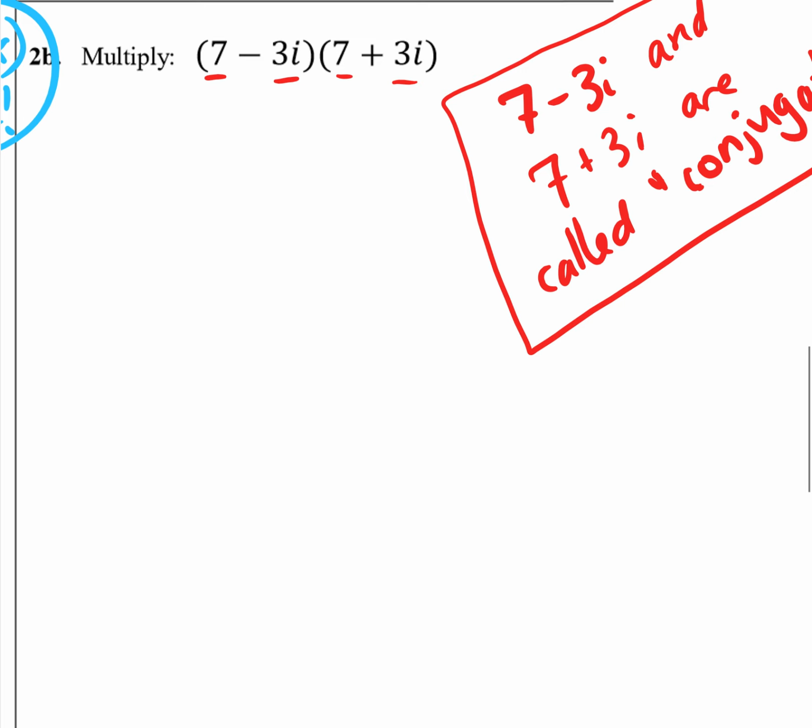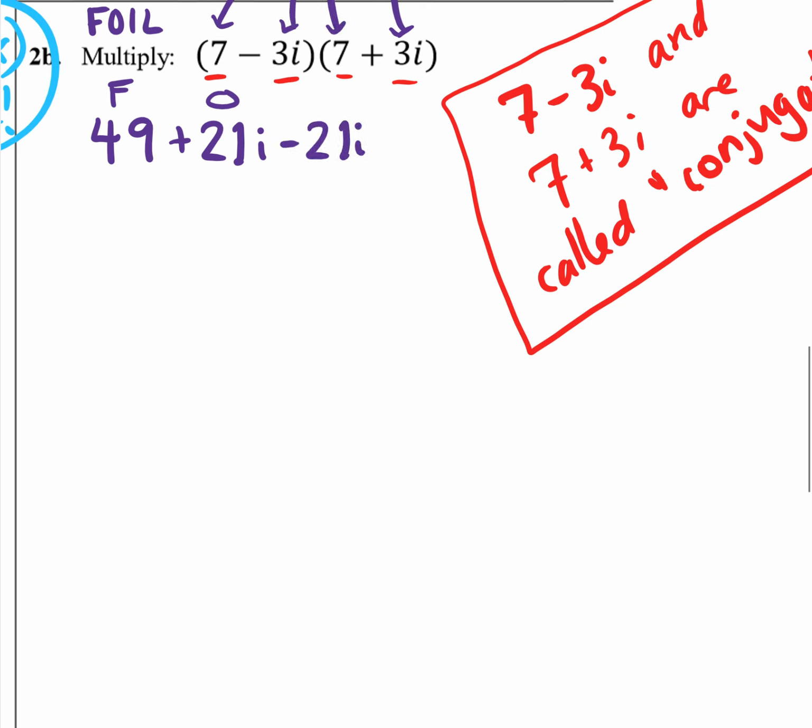So for this one, we can use the FOIL method. First times first is 7 times 7, which is 49. That's the first times the first. Then we've got the outer times the outer, 7 times 3i, which would be plus 21i. That's the outer term. And then the inner is a negative 3i times a 7. That'll be negative 21i.